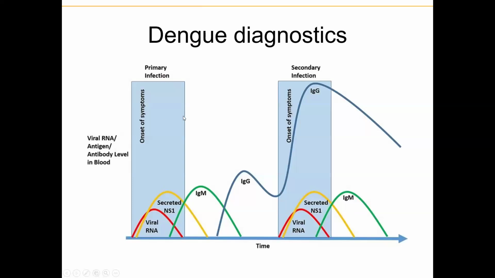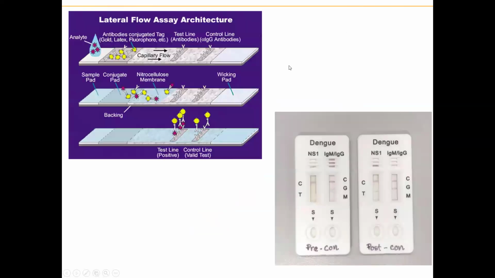So what we do is we use a lateral flow immunochromatography assay. This is a cross section. It contains this area with antibodies conjugated with gold, latex or fluorophore, depending on the test, which allow capillary flow. Then the test line, where known antibodies are there. Control line, again IgG antibodies are there.